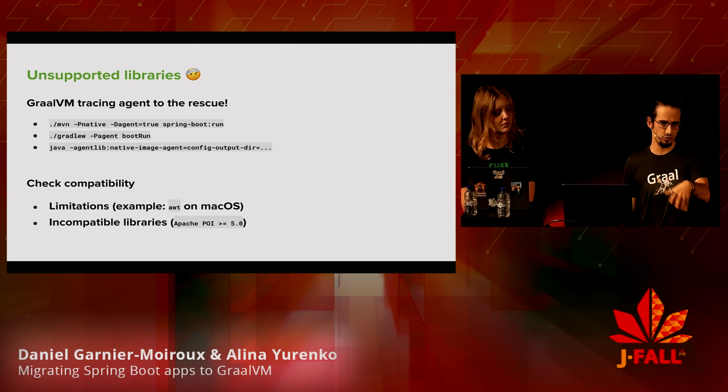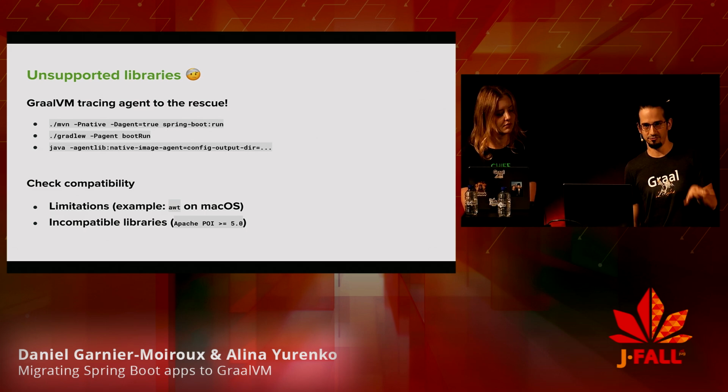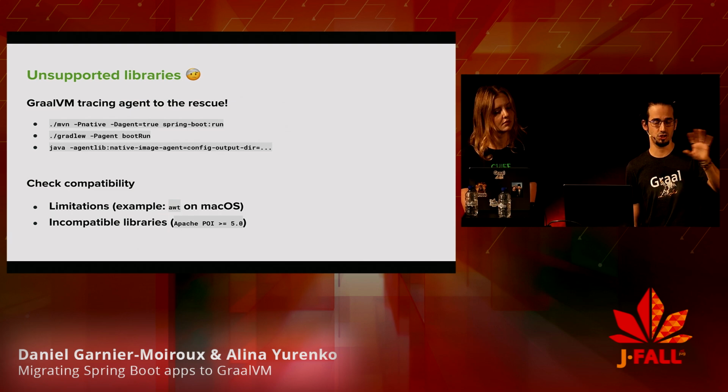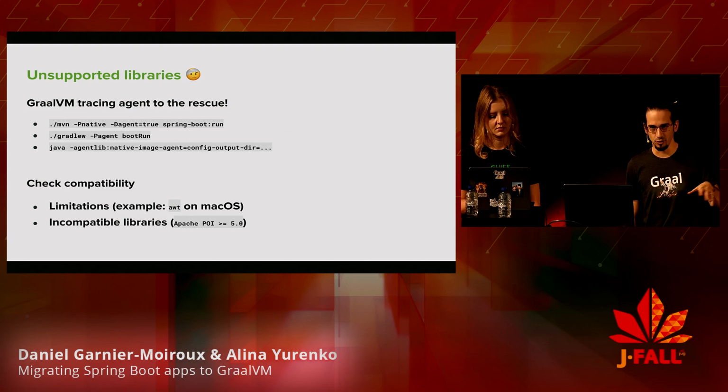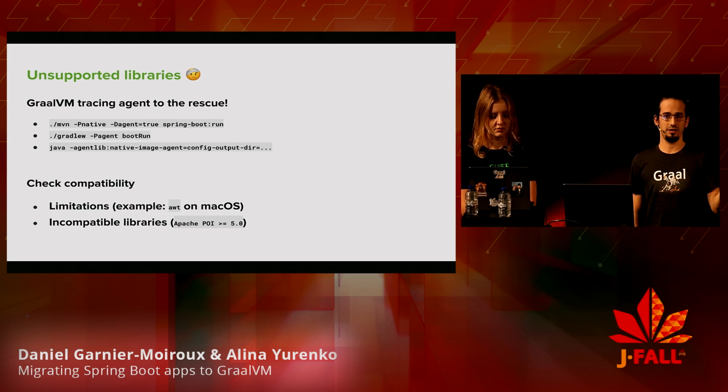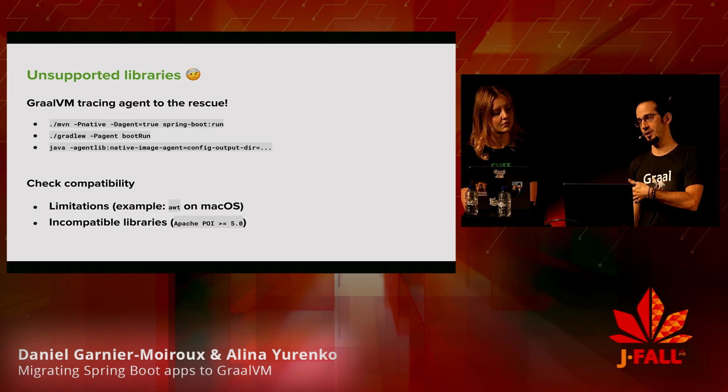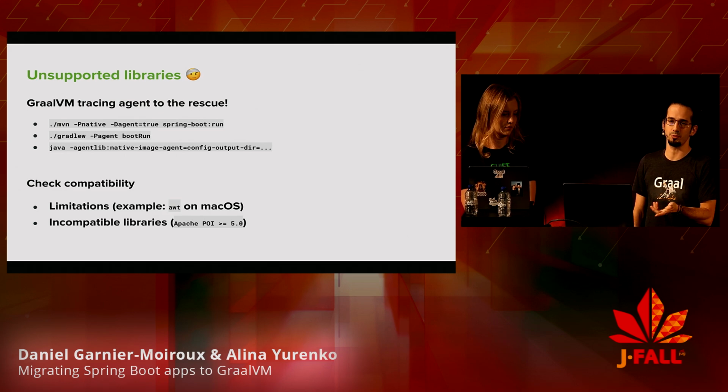When we first started doing that talk, Apache POI 5 relied on log4j 2, and this used features that were not supported by GraalVM. Now, the log4j team has started implementing support and changing their code so that it compiles. So the further you go, the more libraries will be supported and the less problems you will have.